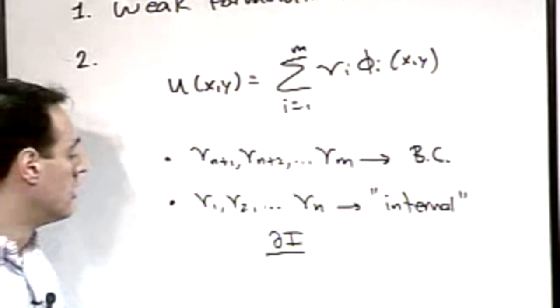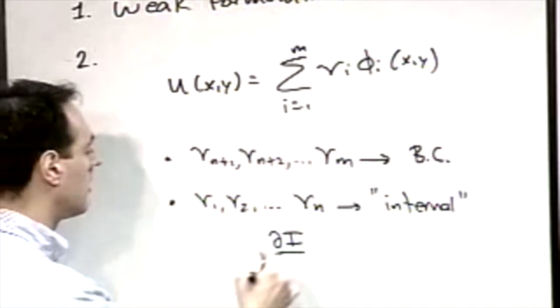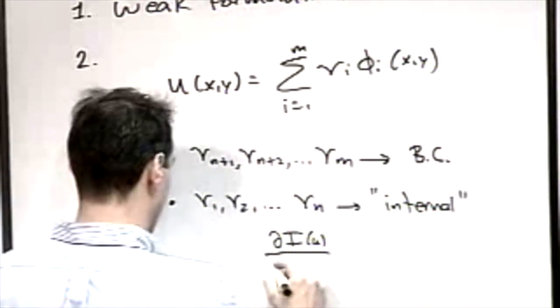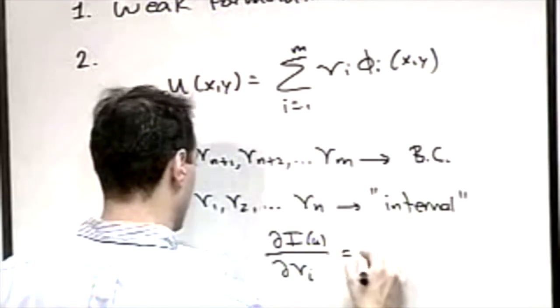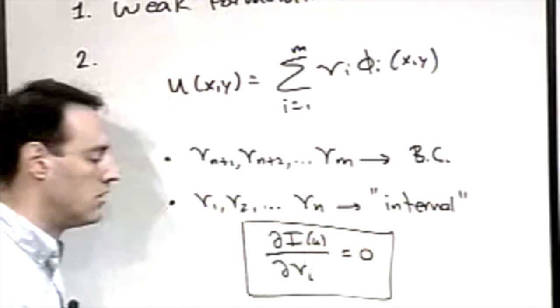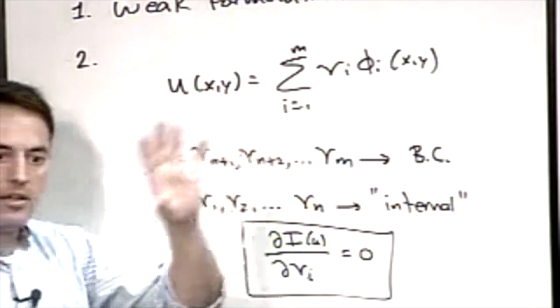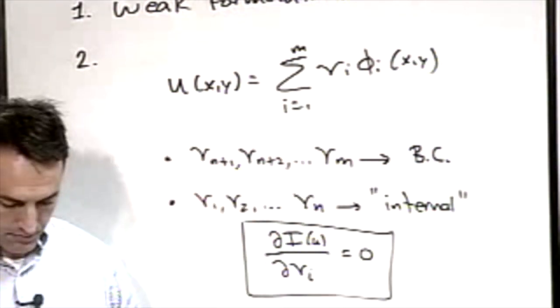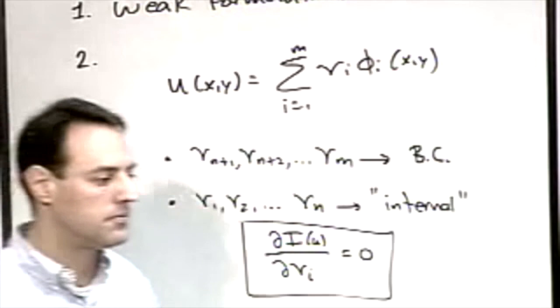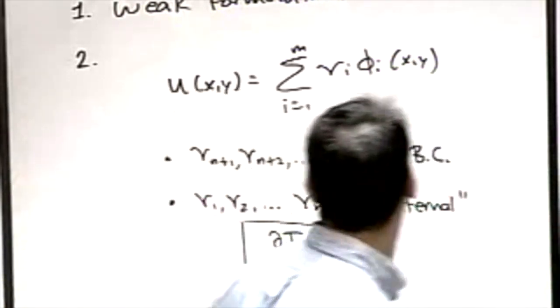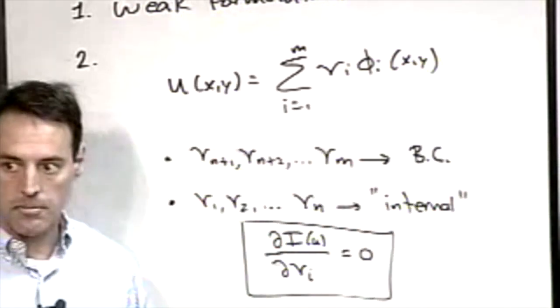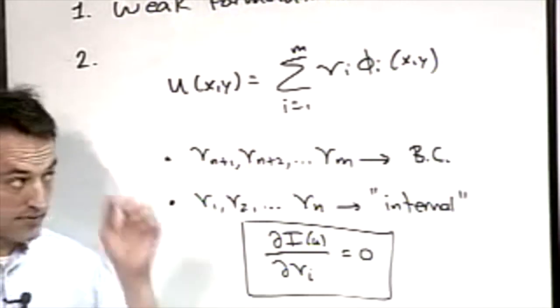So what you say is, well, I take my I over here, which is a function of u, and how do I determine the rest of these things? I minimize by taking the derivative with respect to each one of these coefficients, setting it to 0. That gives me the behavior in the interior. Okay? Everybody okay so far? All right.